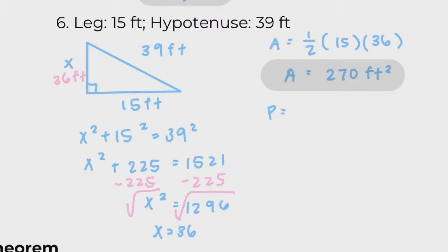And then for the perimeter, that's adding up all the sides. So that's 15 plus 36 plus 39, which is 72 feet. Oh wait, hold on. I think that's wrong. Just kidding. It's 90 feet. So perimeter equals 90 feet.